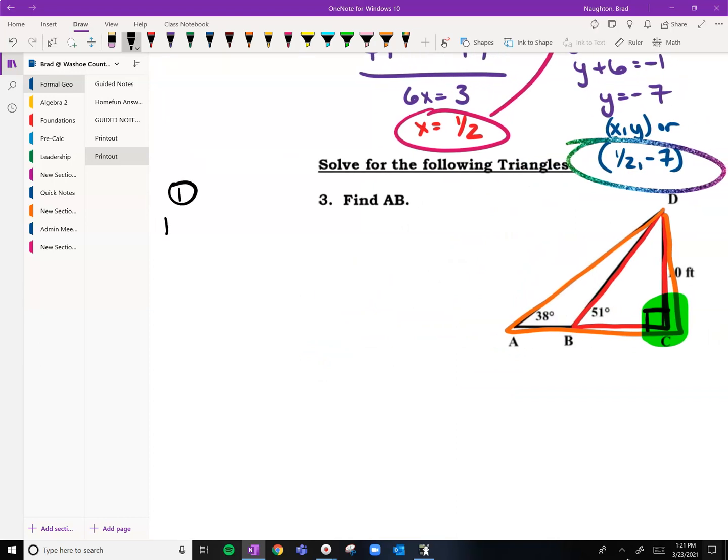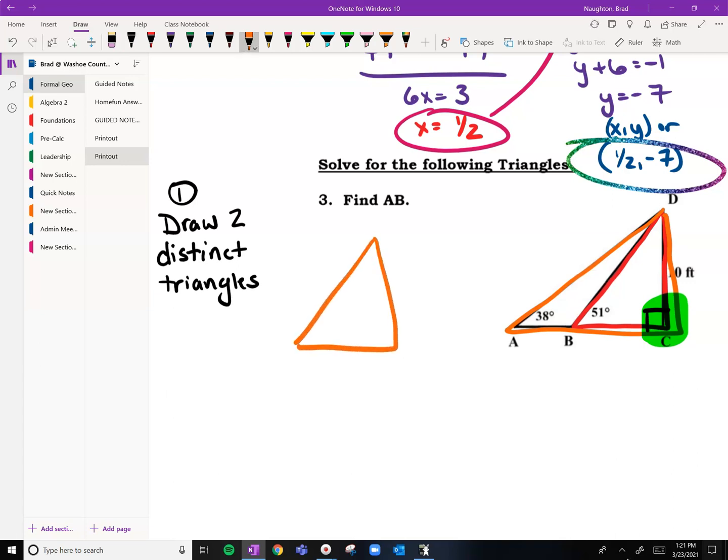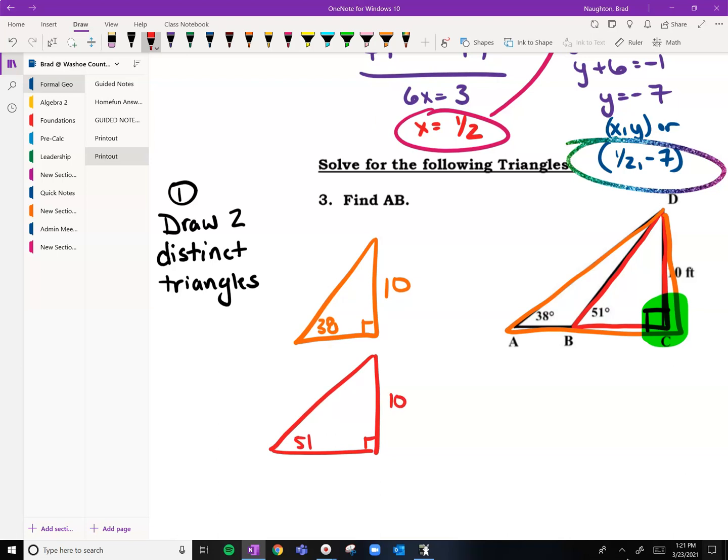What you should be in the habit of doing before you really get started is to go ahead and draw two distinct triangles. So my first one here in orange, that's not a right triangle. Let's try again here. So 38, and I know this is 10 because it tells me that so far. And then my other one here is going to be 51, and then this is 10.